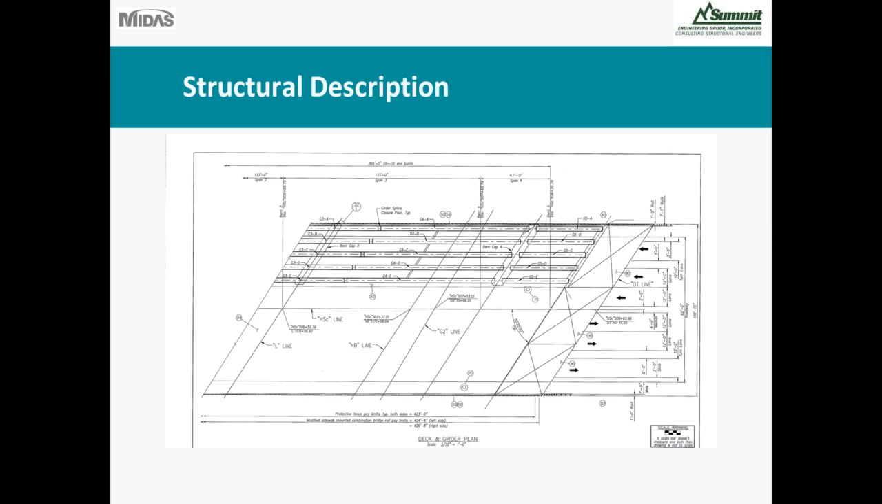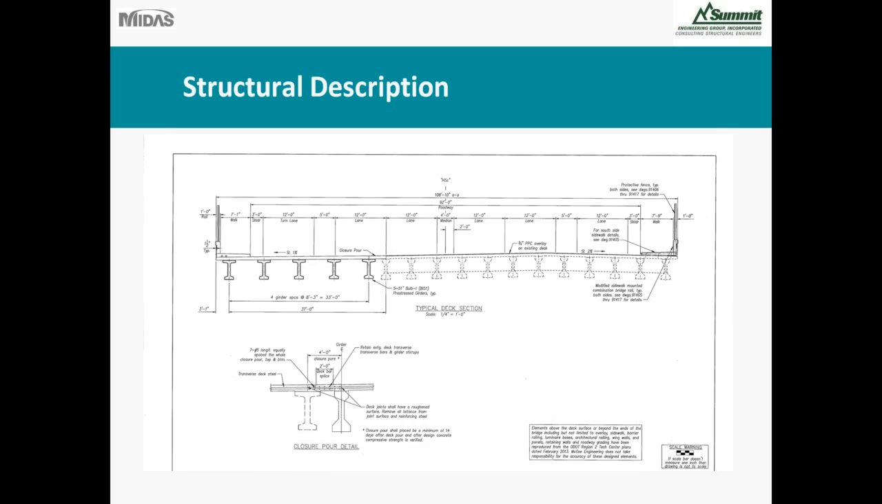Here's just a plan view of the structure. The existing structure is toward the bottom of the screen with the 5 girder widening toward the top. And a section view of the widening as well.